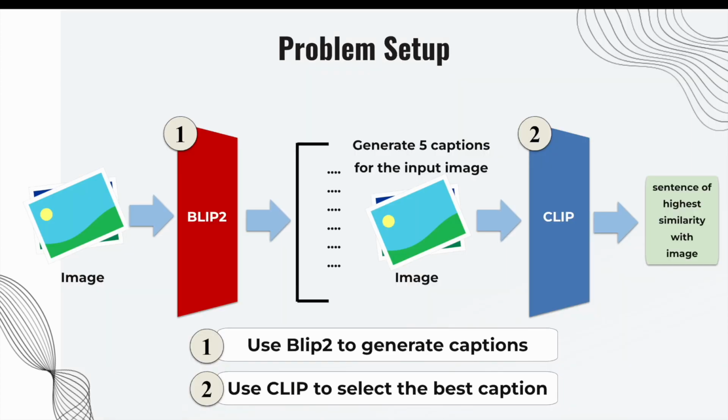Here is the structure of our experiment for scenarios 2 and 4. We use the Blip2 model to generate captions, and both the generated captions and the images become the input for the CLIP model. Then we get the sentence with the highest similarity to the image.